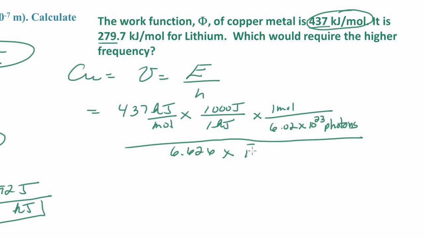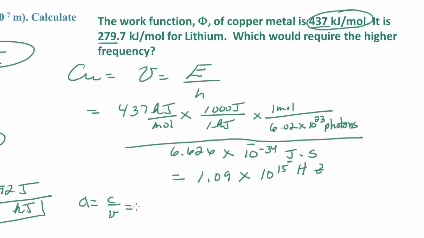The reason we had to convert from kilojoules to joules is because Planck's constant is in terms of joules. So we calculate this out. We would need a frequency of 1.09 times 10 to the 15 hertz in order to eject an electron from the surface of copper metal. And what would that wavelength be? Well, the wavelength would be the speed of light over the frequency.